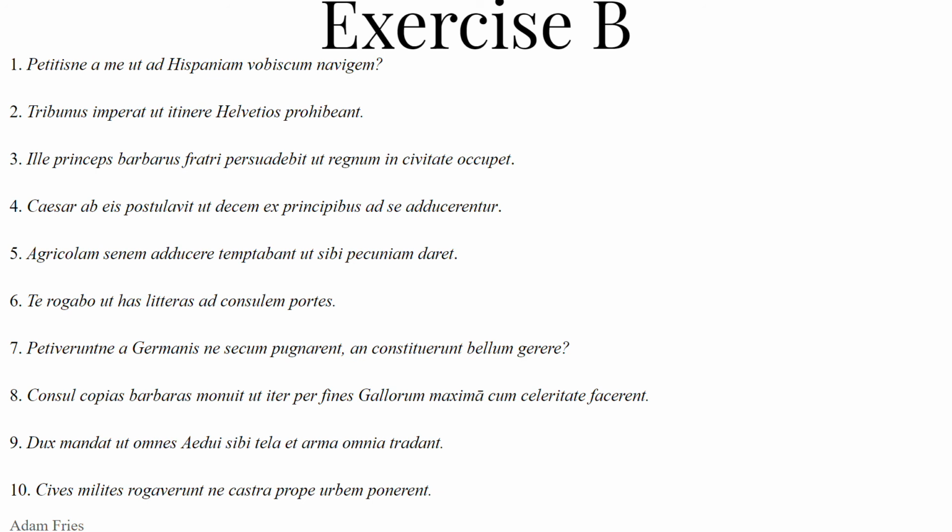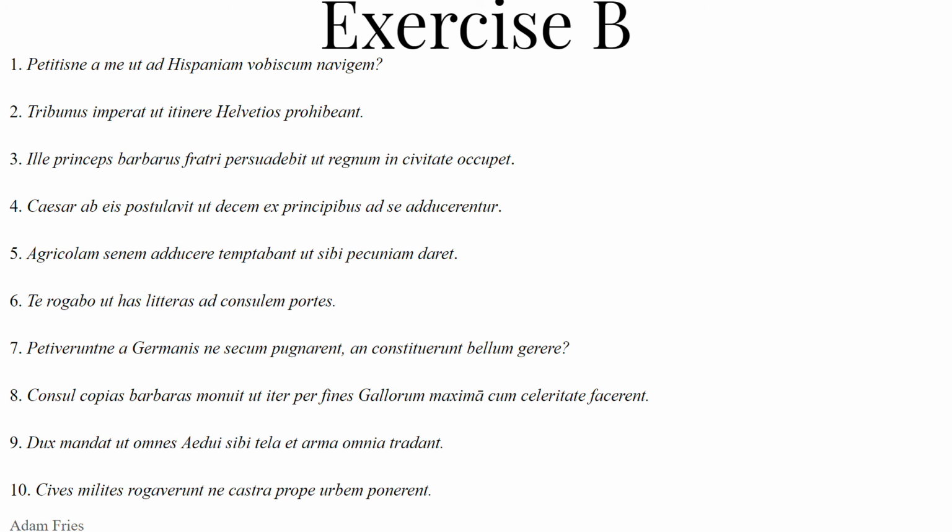Decima, sententia decima. Cives milites rogaverunt, ne castra prope urbem ponerent. So the cives milites rogaverunt. So cives or milites, either one could be the subject or the direct object. I'm going to guess that cives is going to be the subject because it's first, but something could change my mind later on down the line.